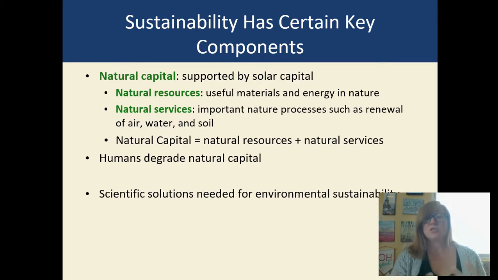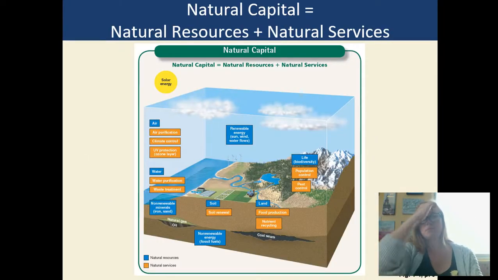So scientific solutions are needed for this environmental sustainability. We have to figure out ways, because we're going to degrade the natural capital as we farm, for instance. How can we do that in a sustainable way, so that we don't put such an impact on the environment that we lose biodiversity, for example, or alter one of those biogeochemical cycles?